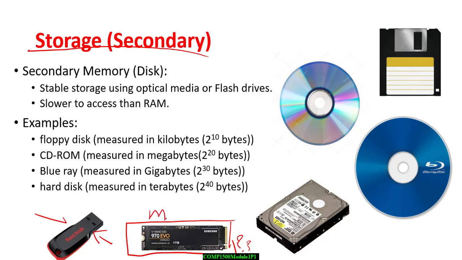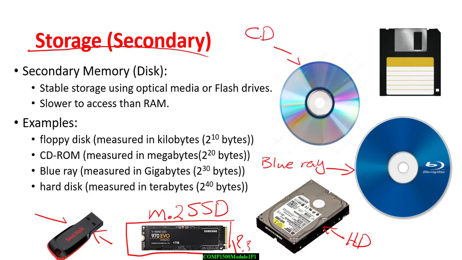This is an M.2 SSD, solid state disk. This is a normal hard drive, HD hard disk we call it. This is a Blu-ray, and this is normal CD, and this is our old friend, the floppy. Now let's start from floppy. Anyone knows the size of the floppy? The size of the floppy is around 1.2 megabytes. Mega should be capital.